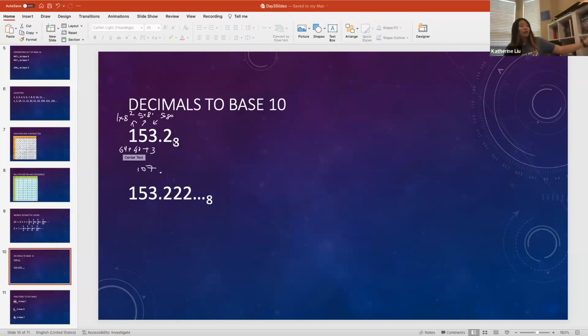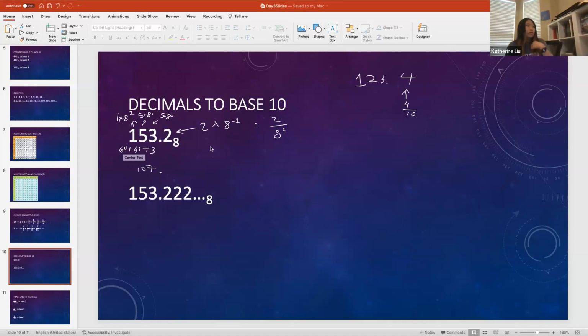So, as you know, in base 10, if you put something like 123.4, that means this is 4/10. And similarly, this 0.2 is 2 times 8 to the -1, which is the same thing as 2/8, or 2/8 to the 1.